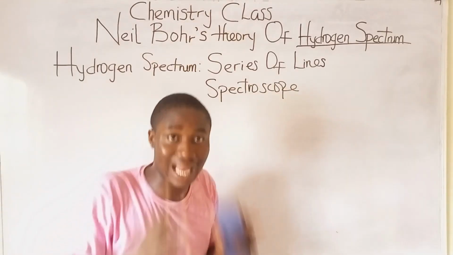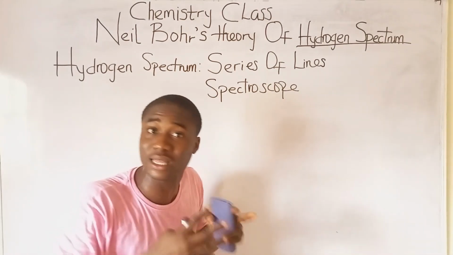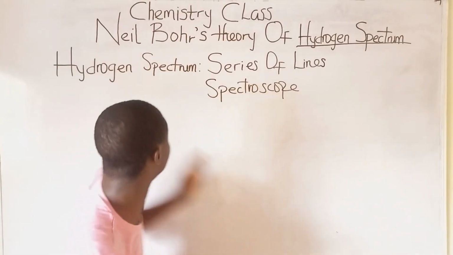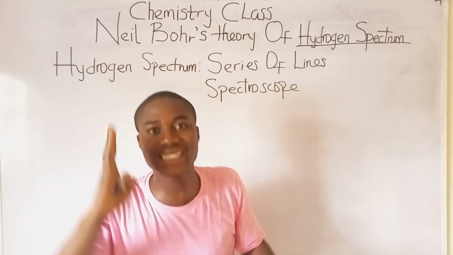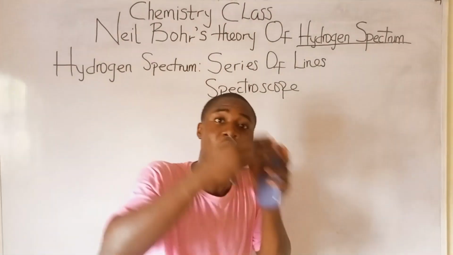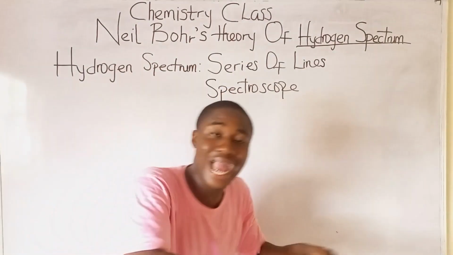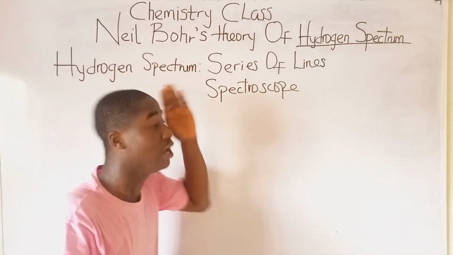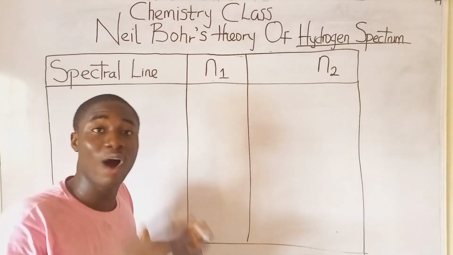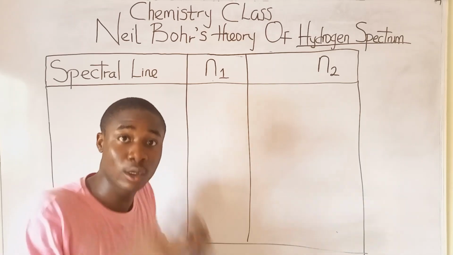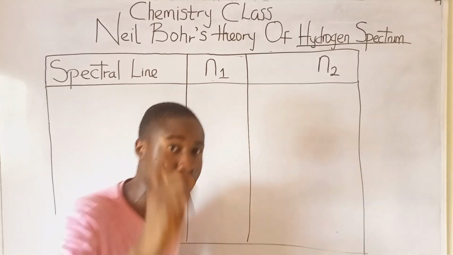These lines are arranged serially. I'll be listing out the lines as we progress in this video lesson. So it must be noted first that the hydrogen spectrum is a series of lines that is seen when light is emitted from a discharge tube filled with hydrogen, and the instrument used to view these lines is basically called the spectroscope. Now, let us quickly go over to the lines.